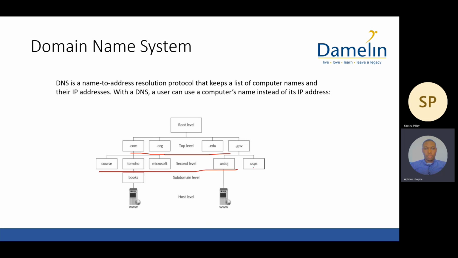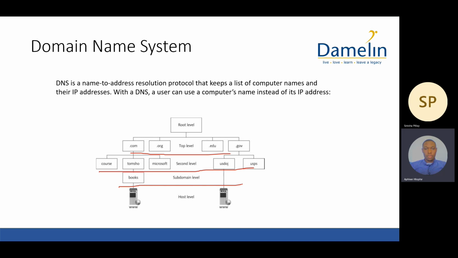Then we have the second level. This is usually the name of the company or the name of the organization. So we say something like Microsoft.com. Okay, so the name is at the second level, the name of the organization.